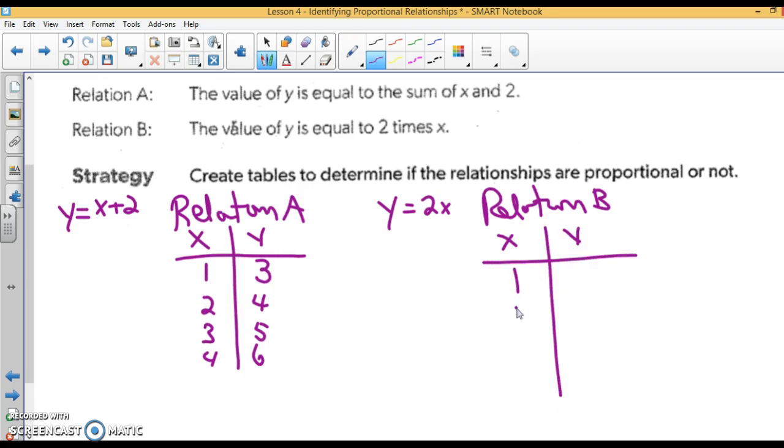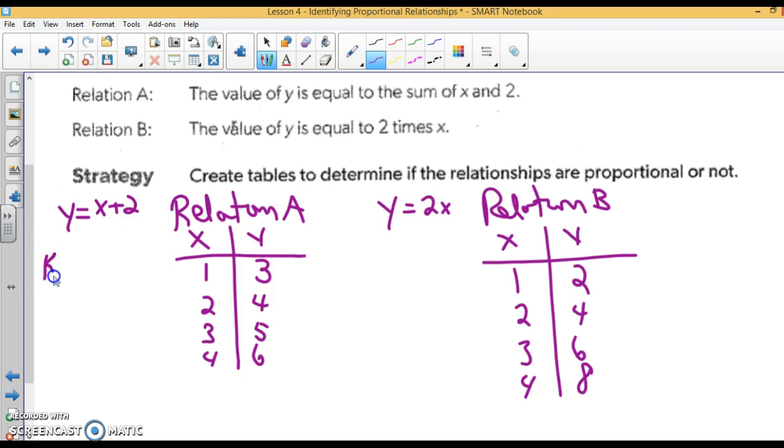Let's start with 1, 2, 3, 4. I'm picking any values I want for x. 2 times 1 is 2. 2 times 2 is 4. 2 times 3 is 6. 2 times 4 is 8. Now, let's check and see if these are proportional.